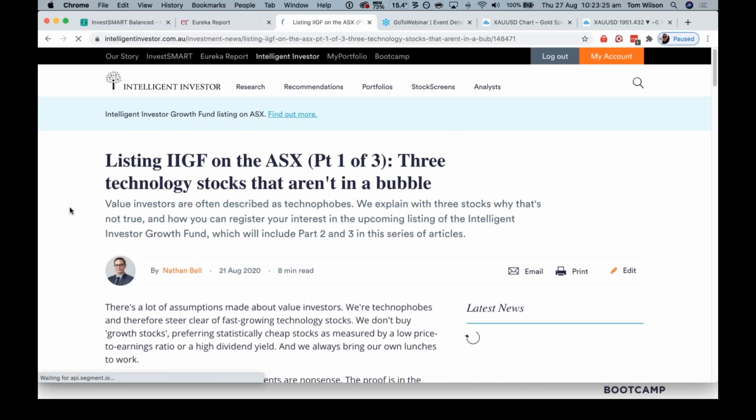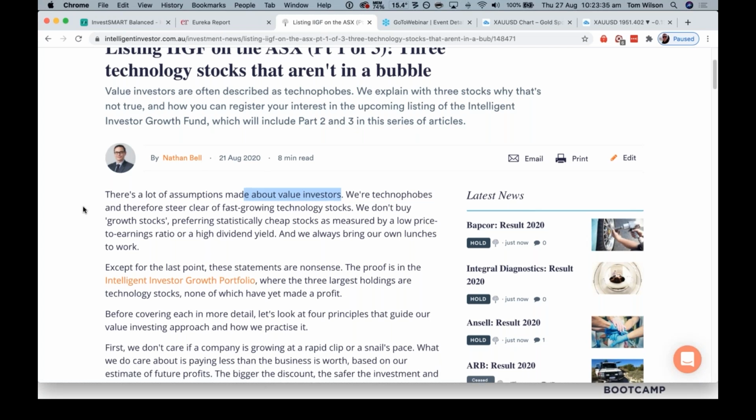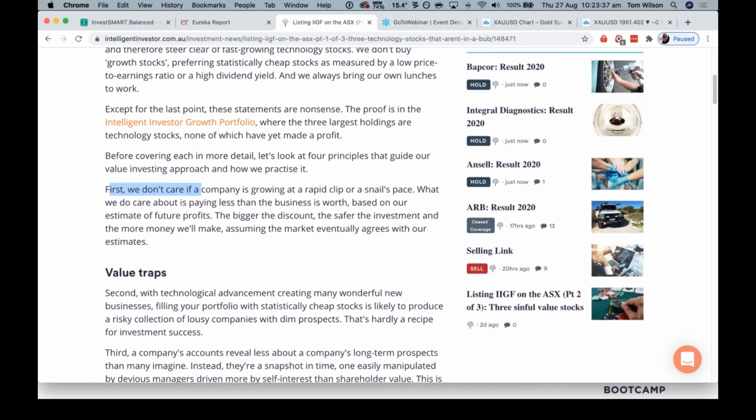He's basically running through what assumptions people make about value investors, what they are and what they are not. In fact, he wrote a really good piece here summing it all up that I put into the bootcamp as well. So that should be showing in the value investing section. Otherwise, it should update pretty soon.